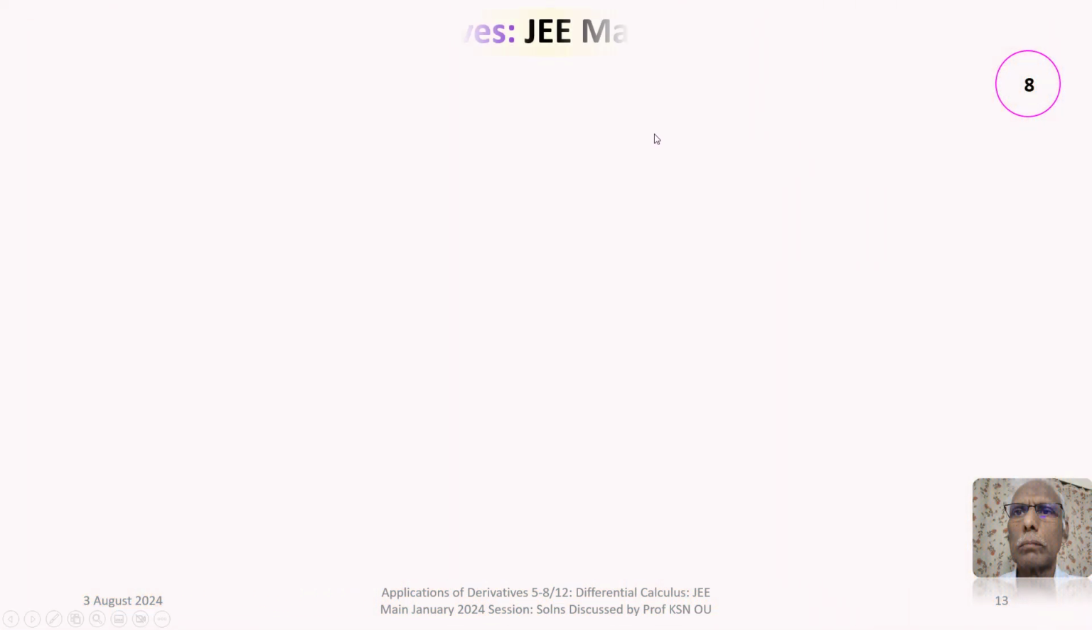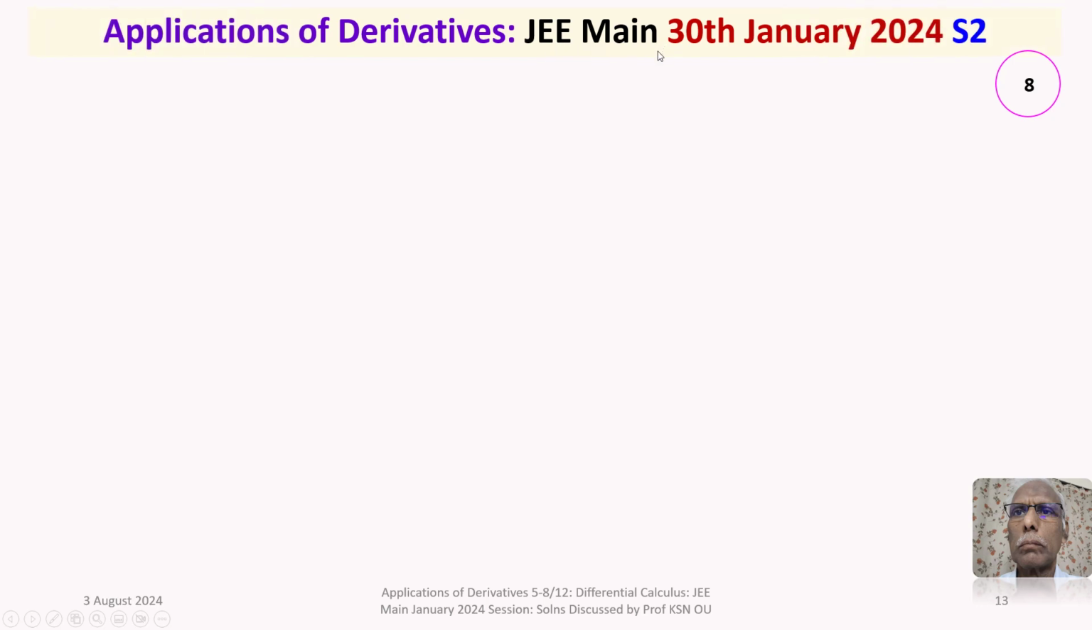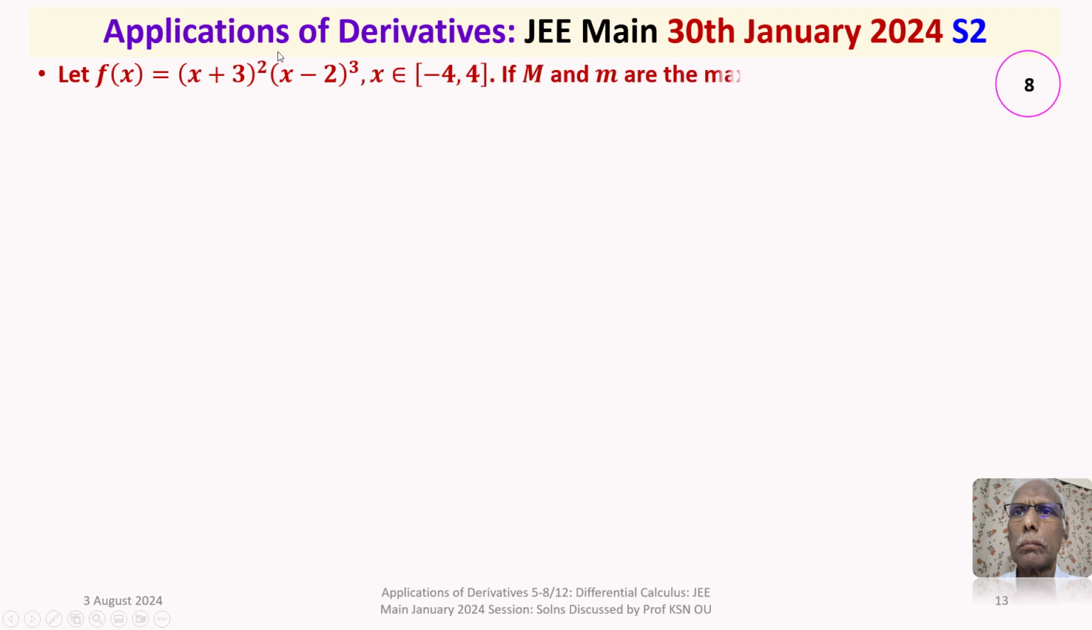This question has appeared in the JEE Main exam held on 30th January 2024 in the second shift. The given problem is, let f of x is equal to (x plus 3) whole square into (x minus 2) whole cube, where x belongs to the closed interval minus 4 to 4.